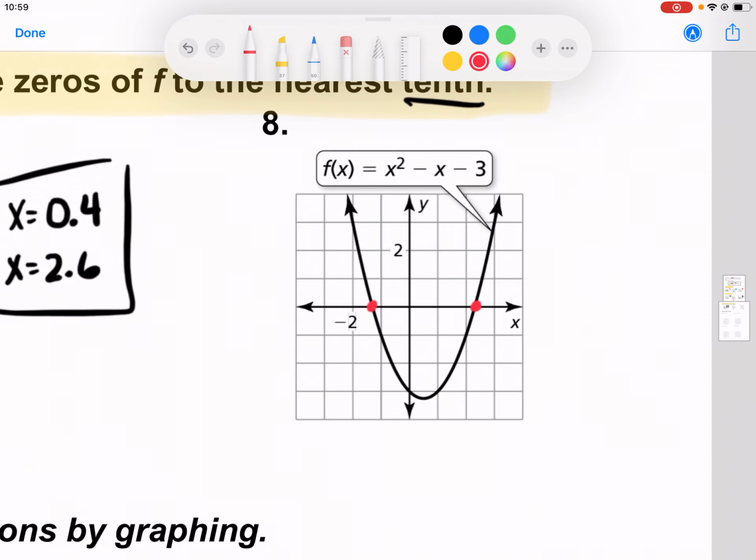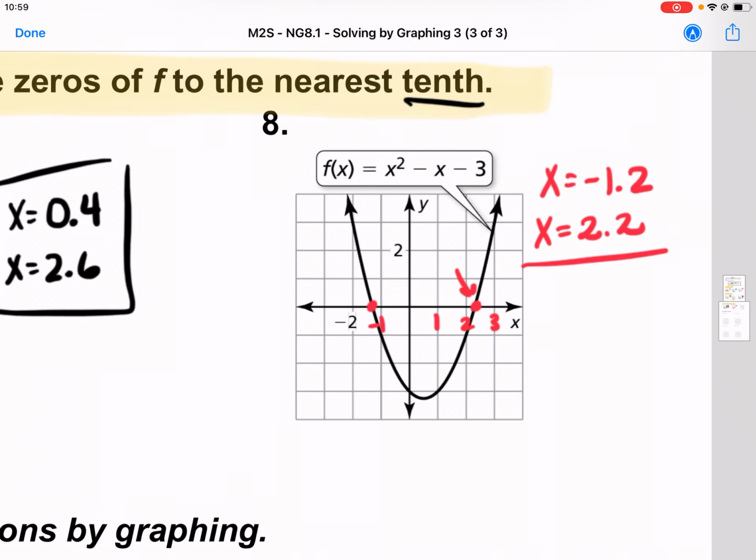Like this one, these two, they were going by 1, so this is 1, 2, 3, and this is -1 and -2. So this one over here would be negative 1 point, we'll say 2. And then over here, I'll say it's about 2.2. So there are the two answers.